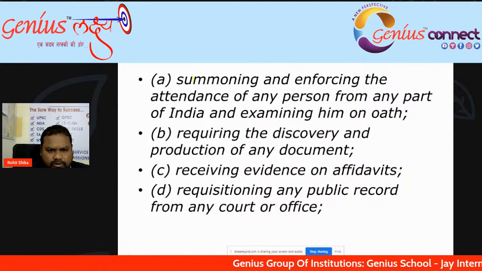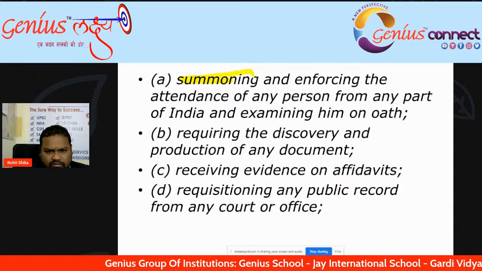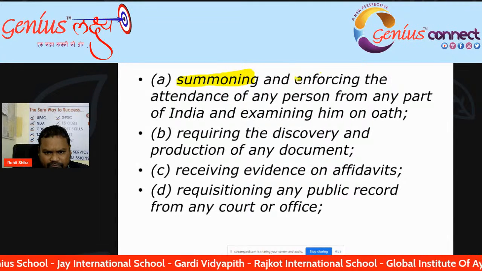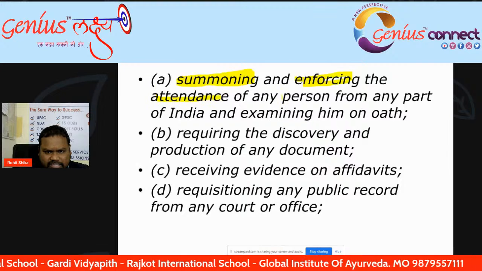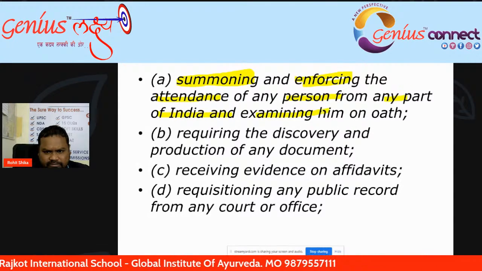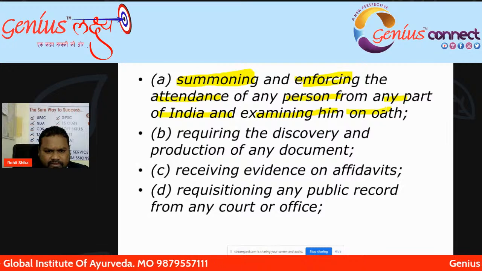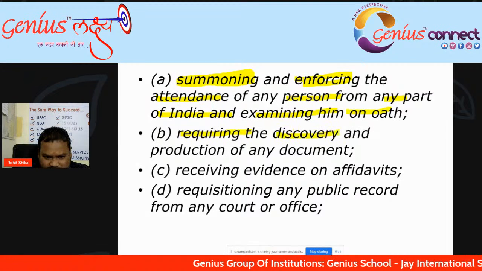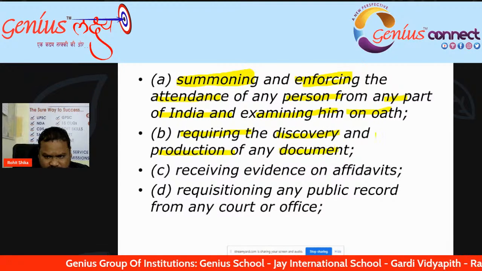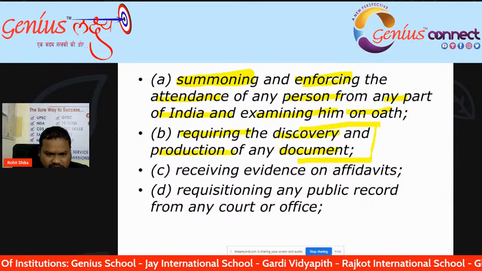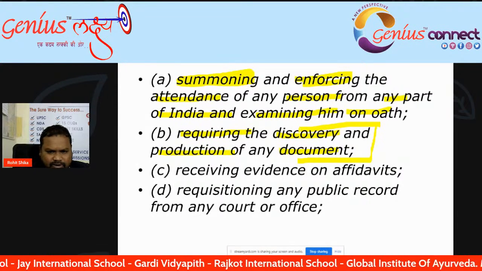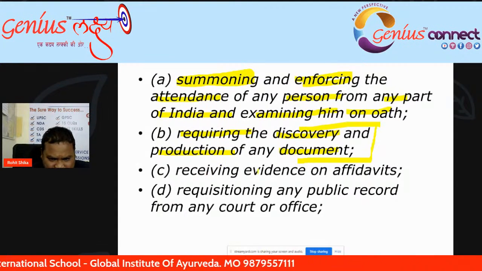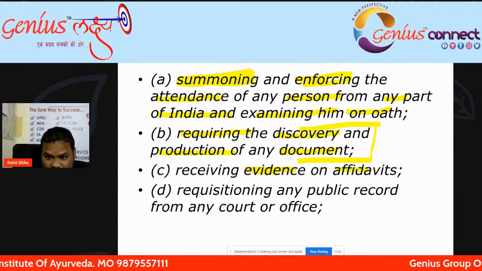The commission has the power to summon, means to call. Summoning means calling someone to the court. And enforcing attendance of any person from any part of India and examining him or her on oath. Also, it has power to require the discovery and production of any documents. If the commission wants any document, then it has power to get the document. Also, the commission can receive evidence on affidavit.